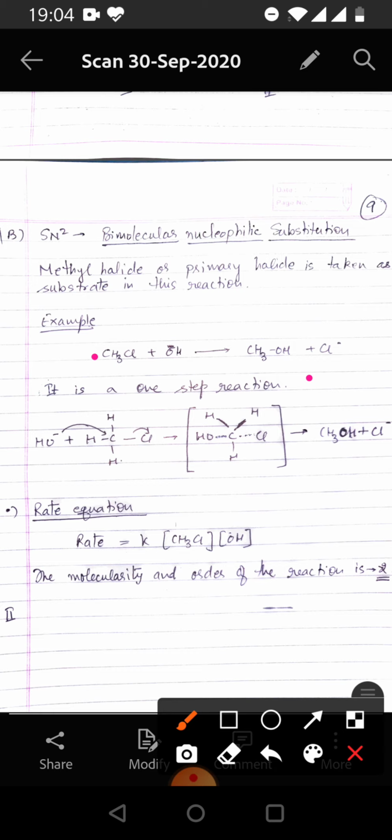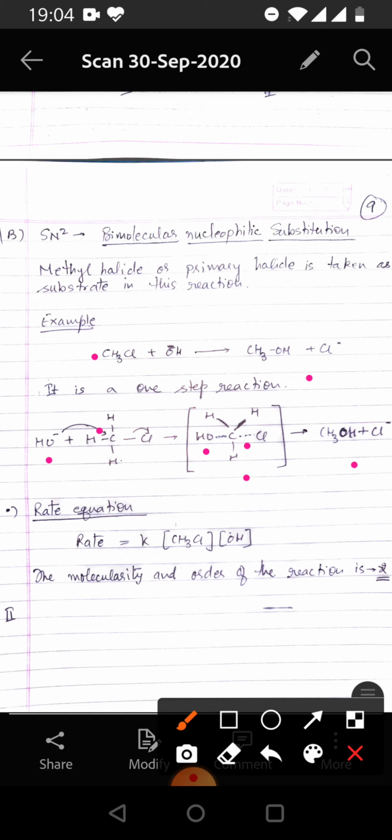So, in the one step we see that the hydroxide ion, or the nucleophile, attacks this carbon to give an intermediate. In this intermediate, the bond between C and Cl is on the verge of breaking, and the bond between C and OH is almost on the verge of forming, and this intermediate disintegrates fast to give rise to methanol plus chloride.